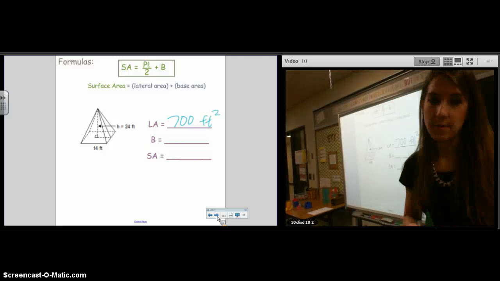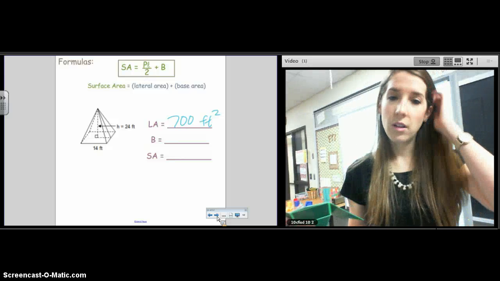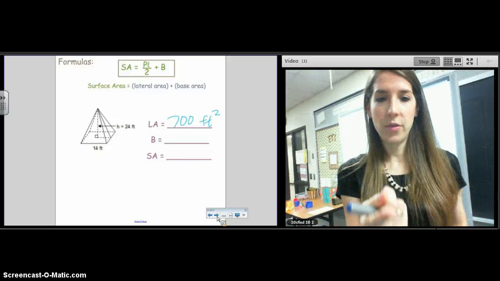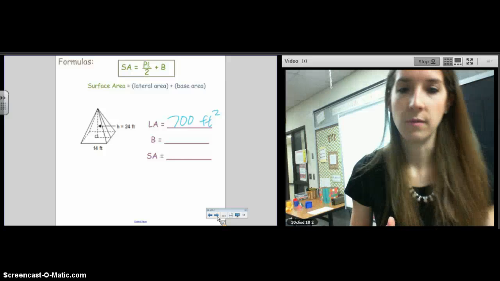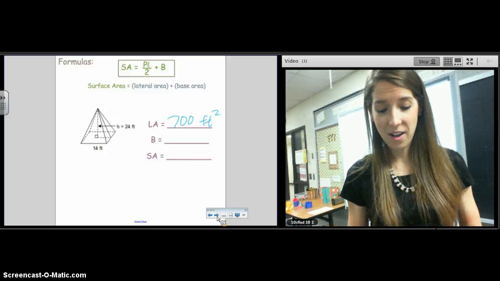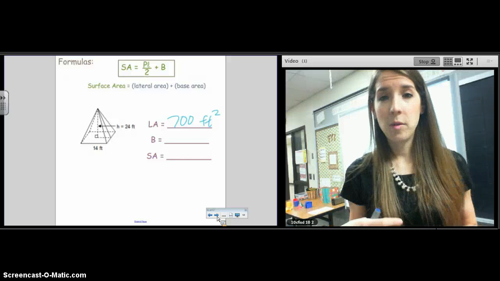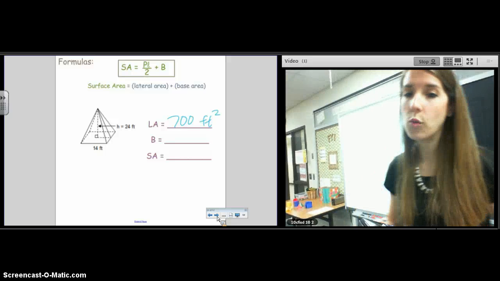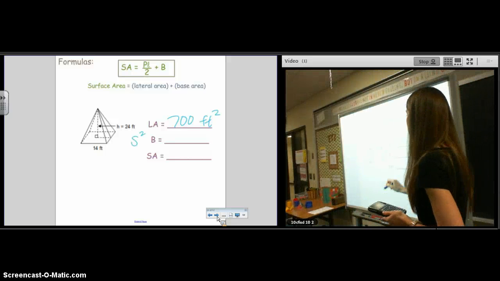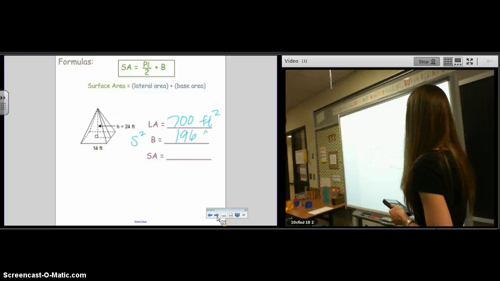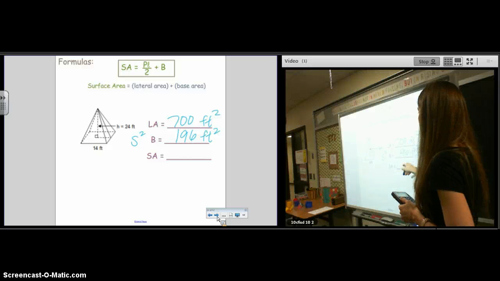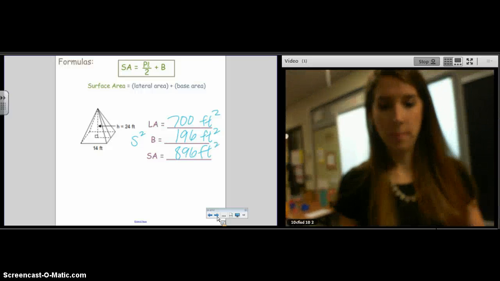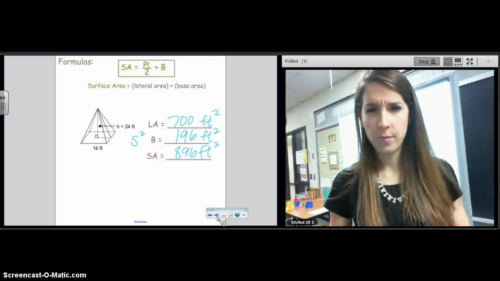Now we need to find capital B. Some people, when they're working problems too quickly, they'll just put 14, because they'll look at their base and they're like, oh, there's 14 on my base. And so they'll just put 14. But remember, capital B, I call it a loaded variable. Capital B stands for area of the base. You have to actually find the area of that base. So 14 squared, because the base is a square, side squared, 196 square feet. And then you just add them together to get your surface area. You don't have to double anything because there's only one base. We okay with this so far?